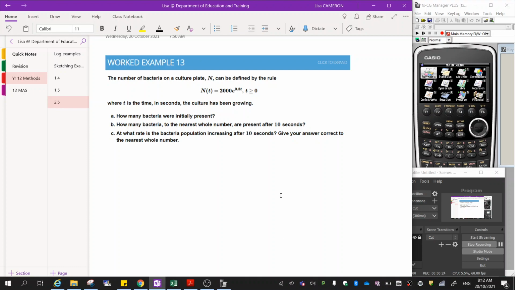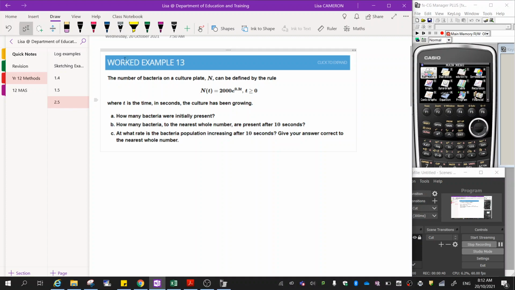So, when we're doing modelling questions for exponential or logarithmic functions, a lot of the time we're dealing with initial values. Now, this is more of a trick about language than it is about you guys knowing anything about exponentials. So, first thing we're going to do is pull apart the language. The number of bacteria on a culture plate, N, can be defined by this rule, where T is the time in seconds the culture has been growing.